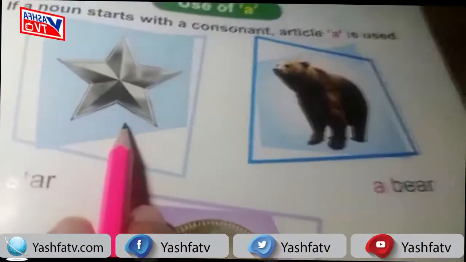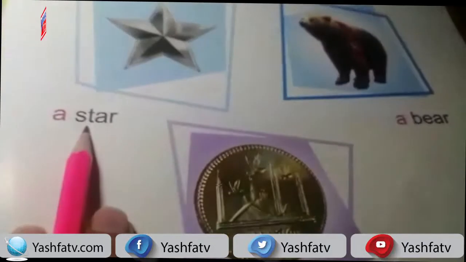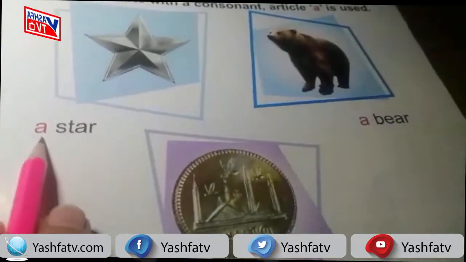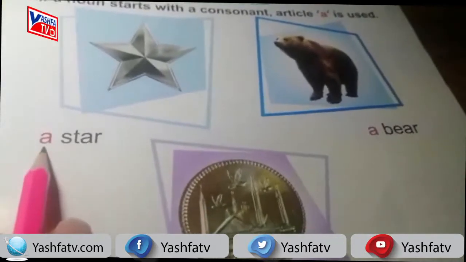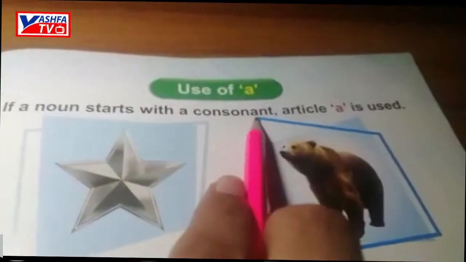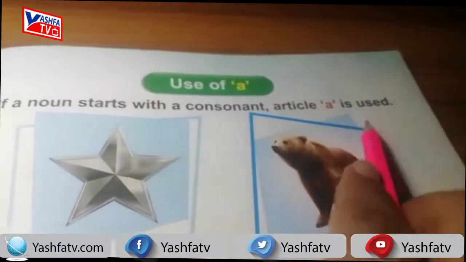So we move to the next page number 7, and we discuss the use of a. First look at this picture, students. It's a star. Star is a noun, and here article a is used. In the definition we discussed, if a noun starts with a consonant, article a is used.